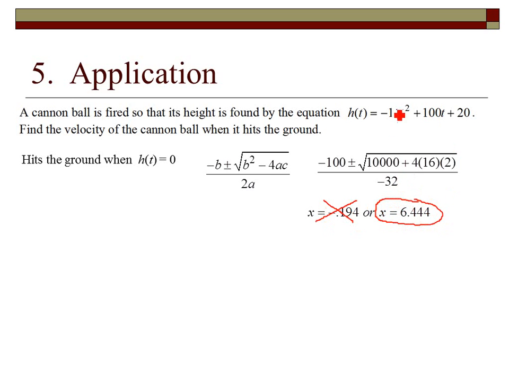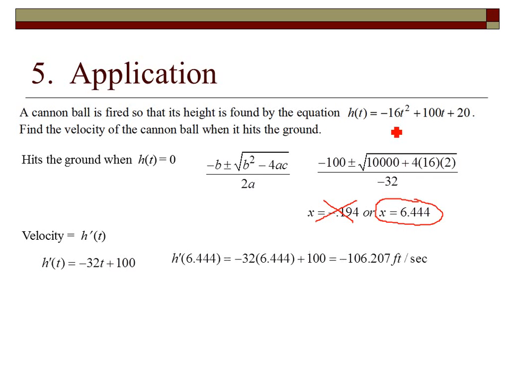So the velocity is the derivative. So I take the derivative, and I get -32t plus 100, plug 6.44 into that equation, and you're going to get a negative answer because it's falling. So it hits the ground at -106.207 feet per second. If I wanted the speed, it'd be the 106.207 feet per second. But it's velocity, so velocity does have sign.